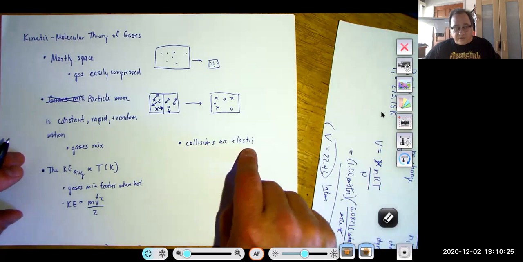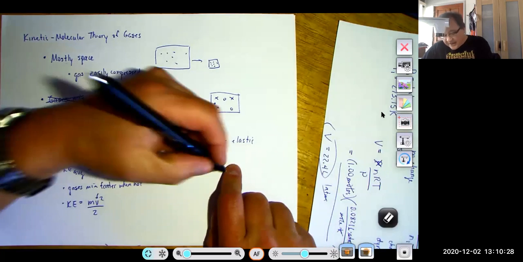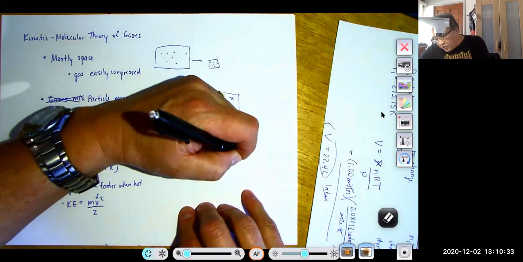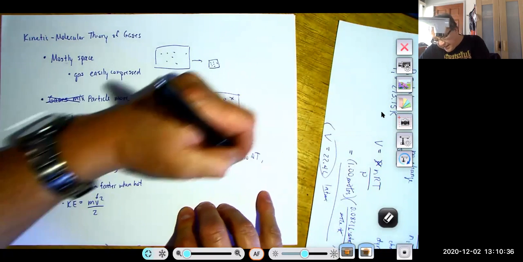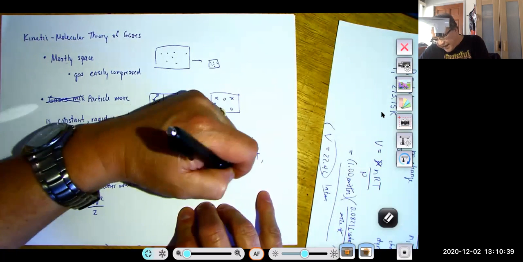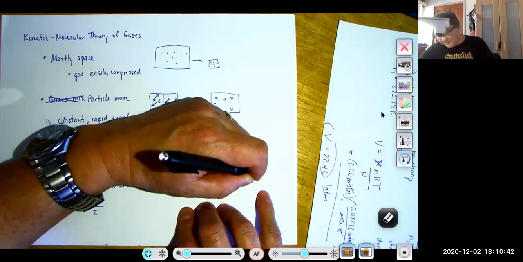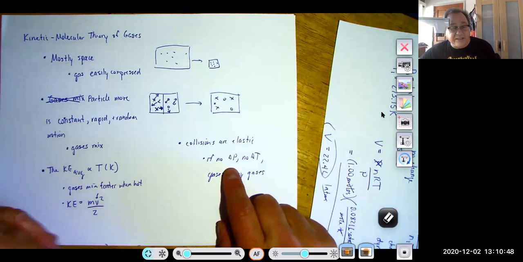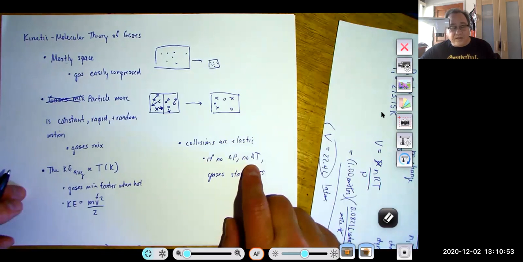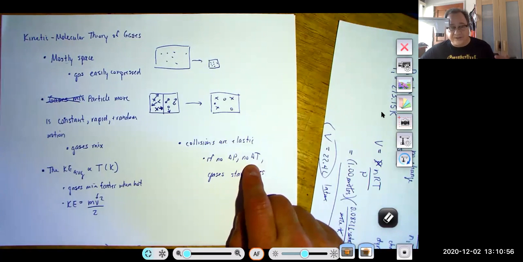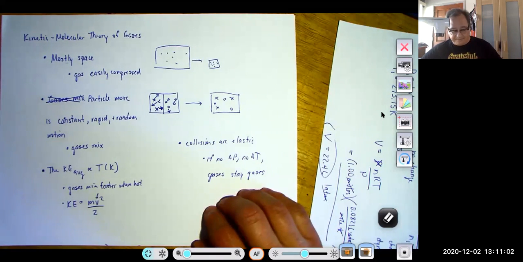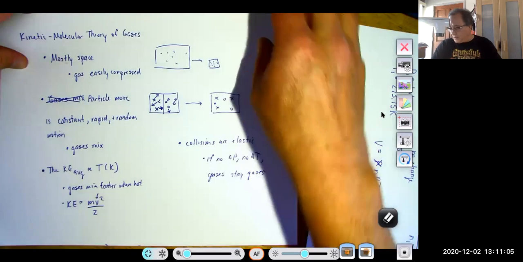So part of the molecular theory is that collisions are elastic. And so therefore, if there's no change in pressure, no change in temp, gases stay gases. Now, another thing we can talk about is, what would happen if you really did increase the pressure? Gases would turn into liquids. What would happen if you really lowered the temp? Gases would turn into liquids. And so here, the ideal gas law is not ideal under high pressure or low temp.